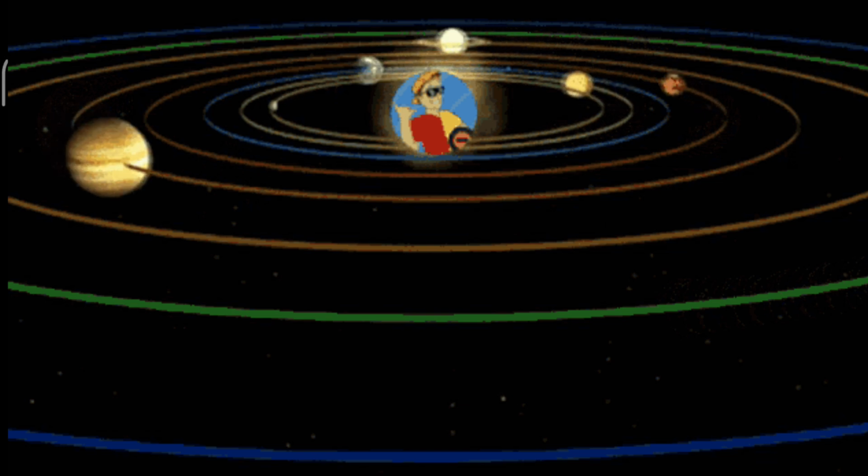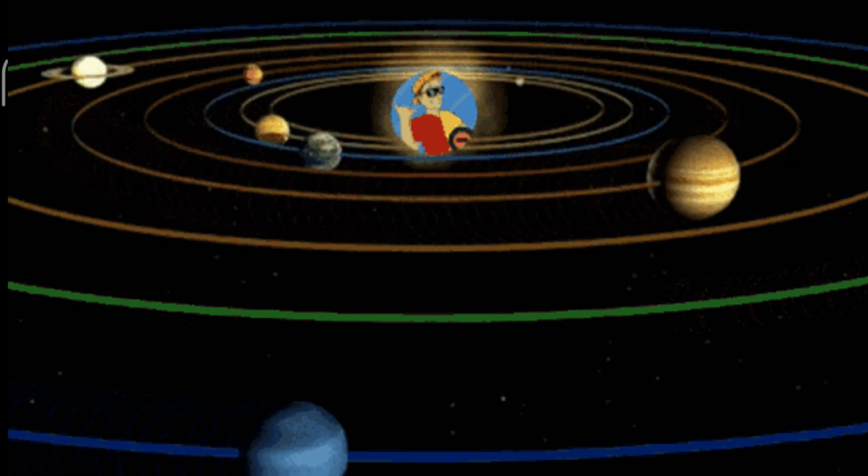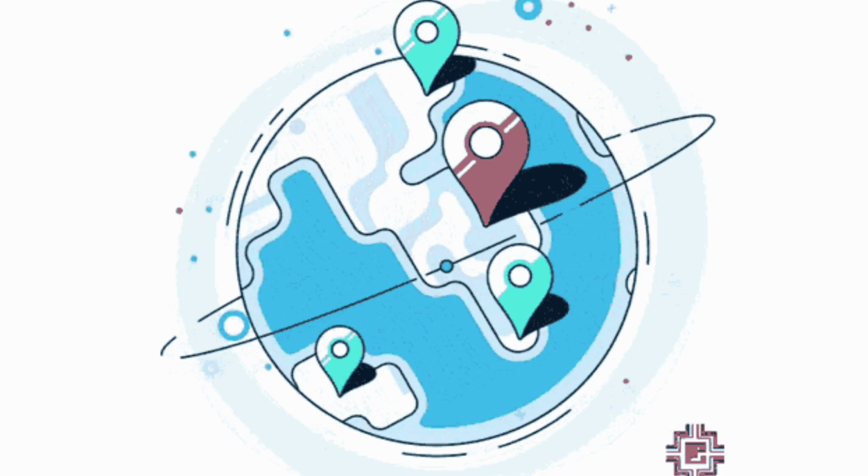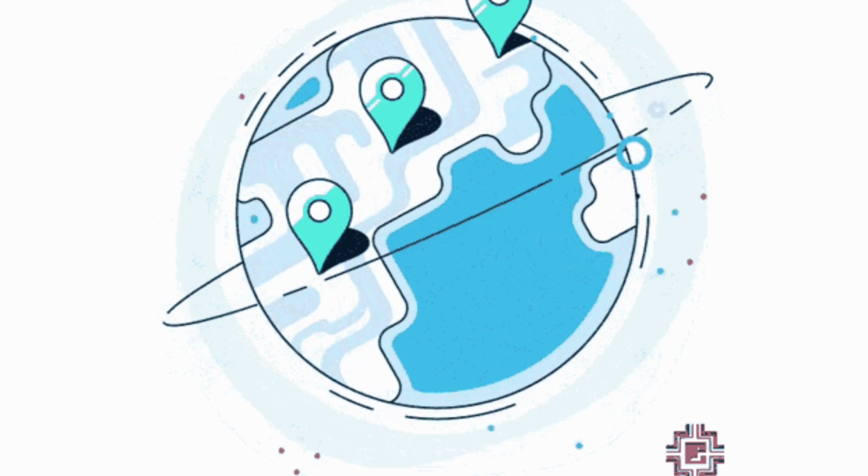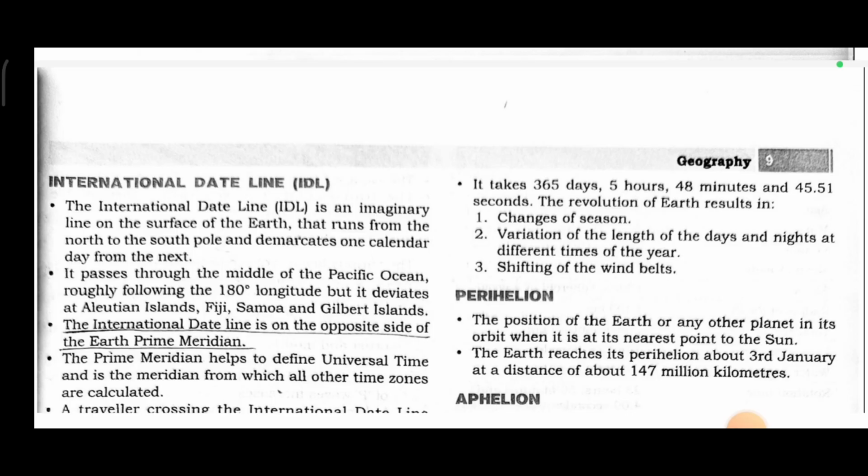In the previous lesson we learned about the Earth and the members of the solar system, and today we will learn about the International Date Line. The International Date Line is an imaginary line on the surface of the earth that runs from the north to south pole and demarcates one calendar day from the next day.